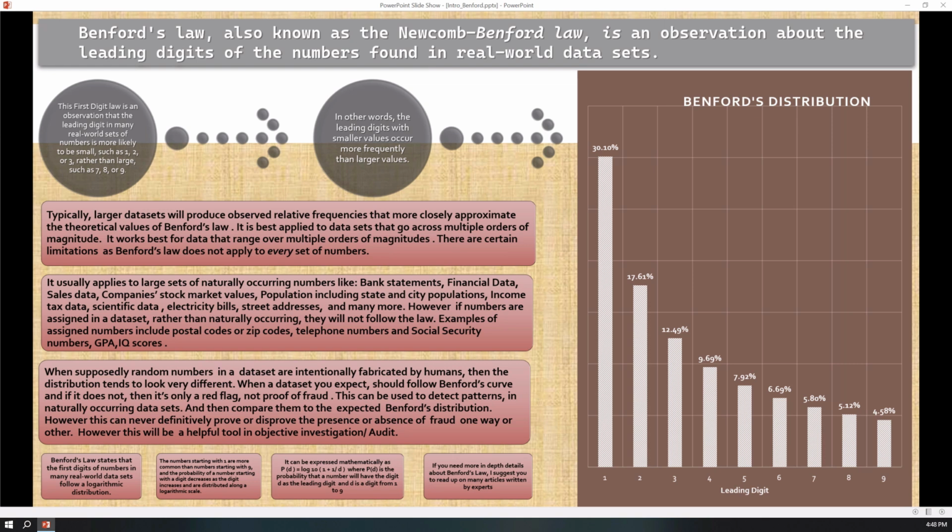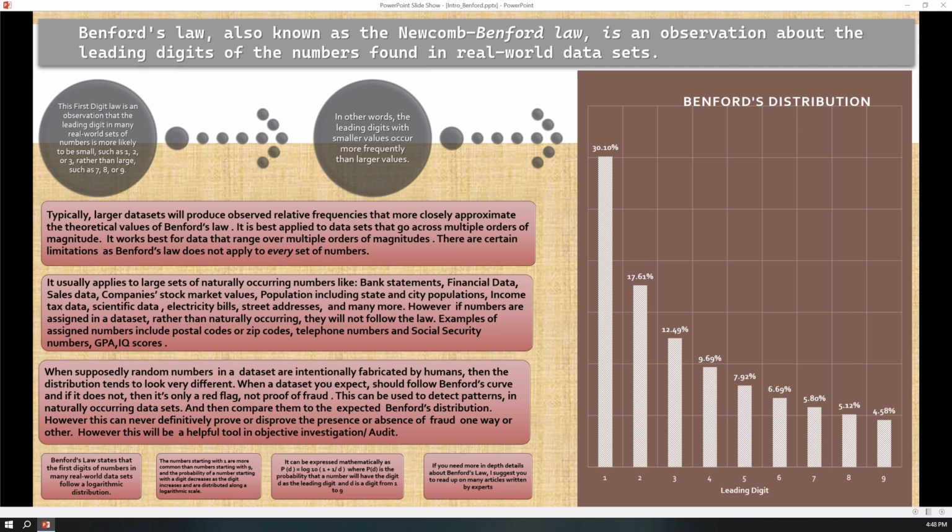It is also expressed mathematically as P(d) = log10(1 + 1/d), where P(d) is the probability of a digit d appearing as a leading digit, and d ranges from 1 to 9, right? As we have discussed already, it has to be a non-zero digit. So that is the mathematical expression. And if you need more in-depth details about Benford's law, I suggest you read up on the many articles written by experts.